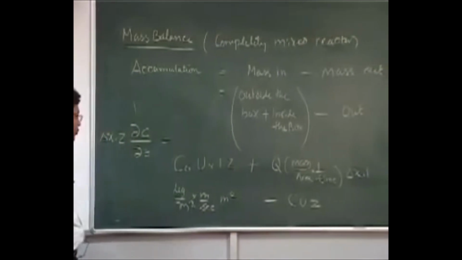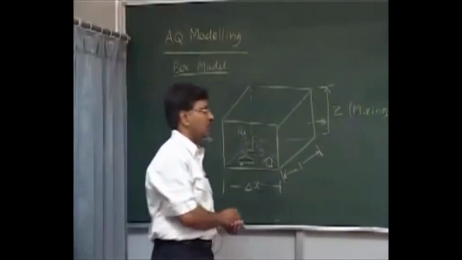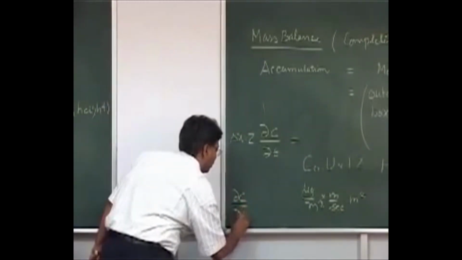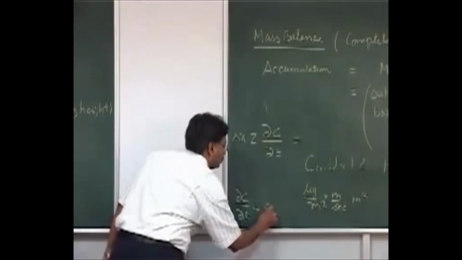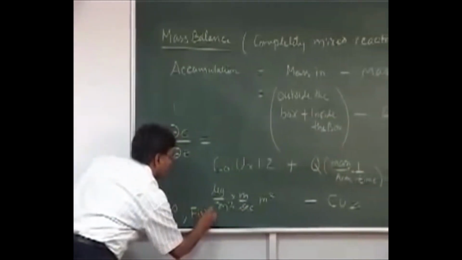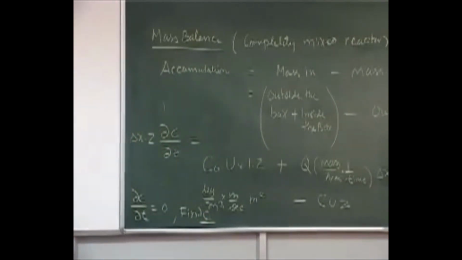And now you can say the concentration is steady state concentration, that we normally do. So I can put del C by del T equals 0. Find the concentration in the box. Can you quickly do that?